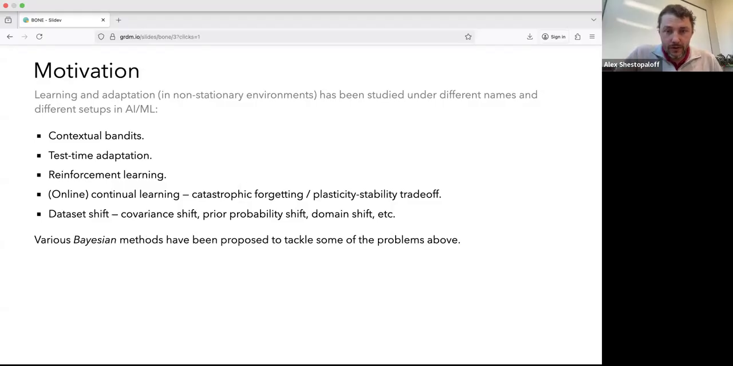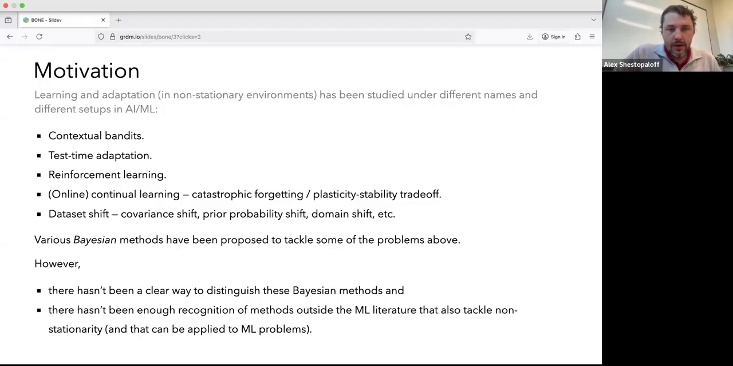Of course, this problem has been studied for a while, and various Bayesian methods have been proposed to tackle some of these problems. However, there hasn't really been a clear classification of these methods, and to date there hasn't been a framework built to combine these methods together and, once we have an overall view of them, to develop new ones.